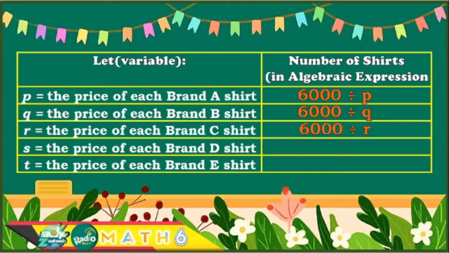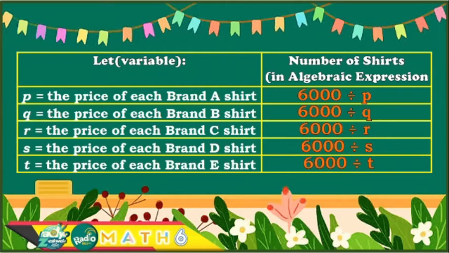And let S equal the price of each brand D shirt. And to write an algebraic expression, it will become 6,000 divided by S. And let the variable T equal the price of each brand E shirt. And to write an algebraic expression, it will become 6,000 divided by T.